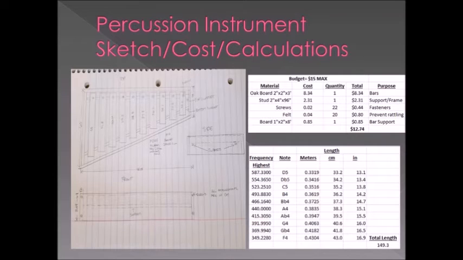This is the sketch of the design that I proposed to build. As you can see, the bars range from 43 centimeters to 33.2 centimeters. Building the xylophone will be just under $13, meeting the $15 maximum requirement. Now we'll go to Arturo, who will talk to you about the wind instrument as well as the decision matrix.